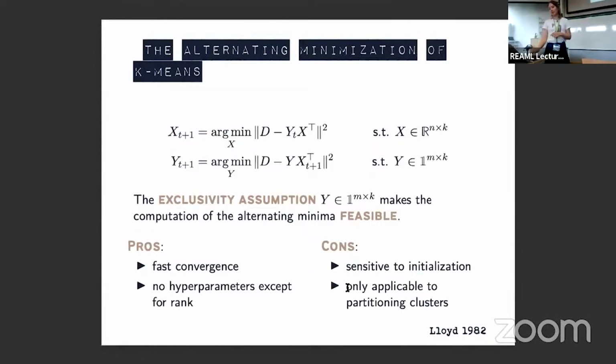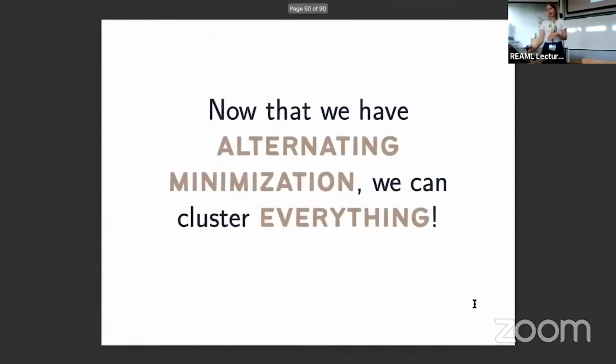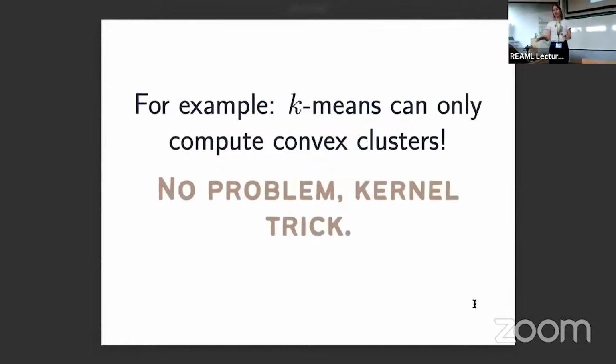And it's only applicable to partitioning clusters, so only if we really assume that every point belongs to exactly one cluster. But the good thing is that now that we have alternating minimization, we can milk it. We can cluster basically everything with it. The next thing would be to also derive non-convex clusters. So again, we apply the kernel trick to arrive at kernel k-means to get non-convex clusters.